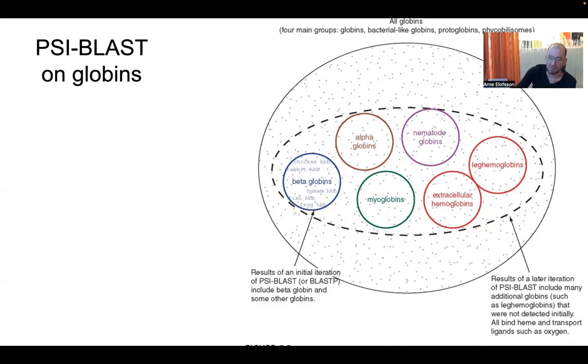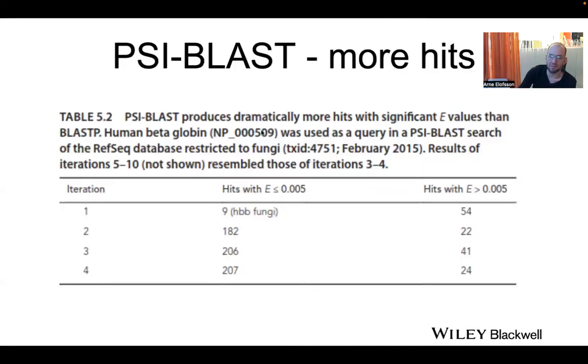So you find many more hits. As a typical example, if you do a search here of globin and look at the e-values you get out, in the first iteration you find 9 hits with e-values less than 0.005 and 54 hits higher. In the second iteration that increases to 182, and then you get 206 and 207. So you see it has more or less converged after 4 iterations.